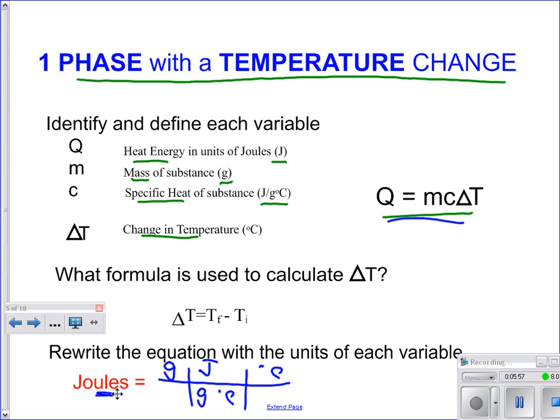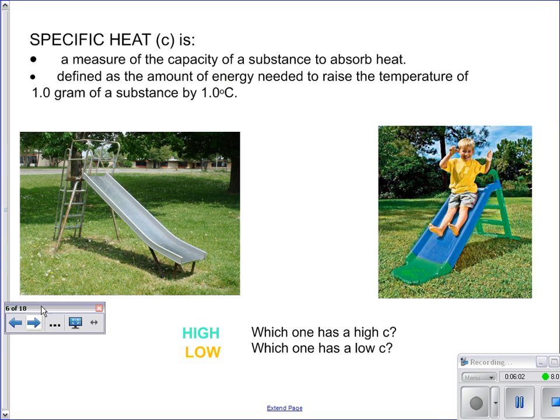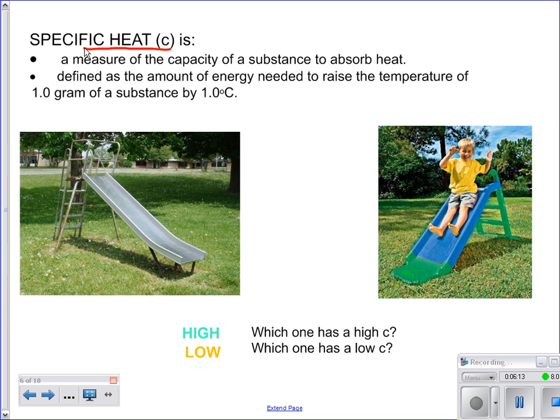Okay, so now that we know what formula to use when you have one phase with a changing temperature, let's think about some of those variables. Specific heat was one variable that you guys are probably not too familiar with. I would write this down, specific heat, and it's measured as C. That's the variable that's used. I would just write down it's a measure of the capacity of a substance to absorb heat.